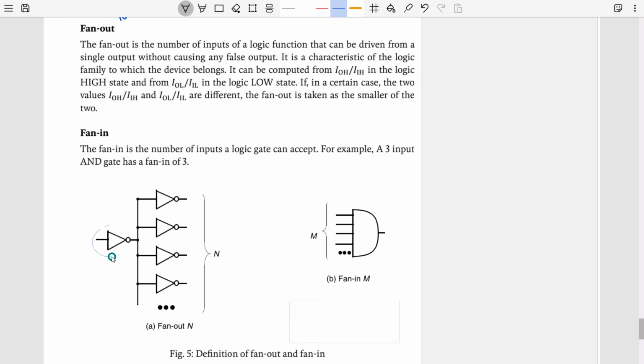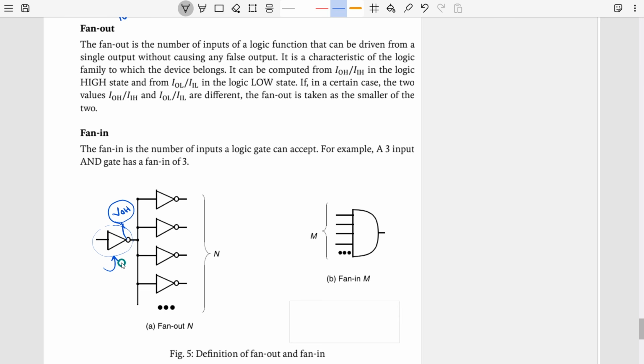In this particular gate at the output, how many gates can you connect, provided that it will still behave properly? The idea is, let's say it is trying to provide logic high and the voltage it is providing is VOH. How many gates can you connect here so that it will still provide VOH and will not go less than that? That's the idea. Okay, so that is the fan out of this particular gate.